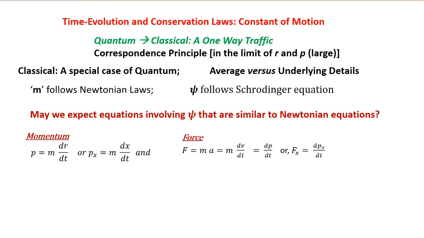It talks about the force, which is nothing but mass into acceleration. That is the second law of Newton. And acceleration is the rate of change of velocity with time, so dv/dt, and if you multiply m into v, that gives you p, momentum. So you can say F is dp/dt. In general, and in the x direction, Fx is dpx/dt.